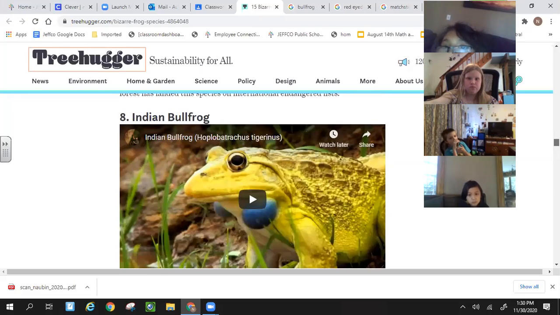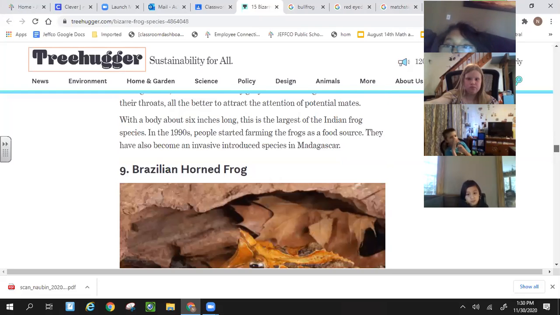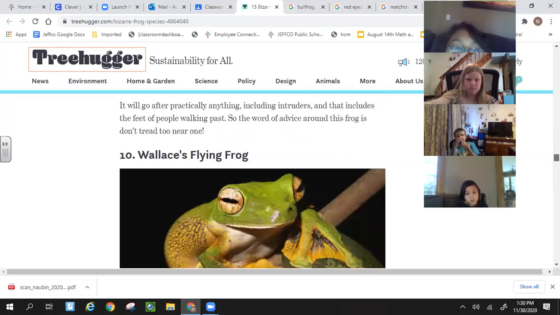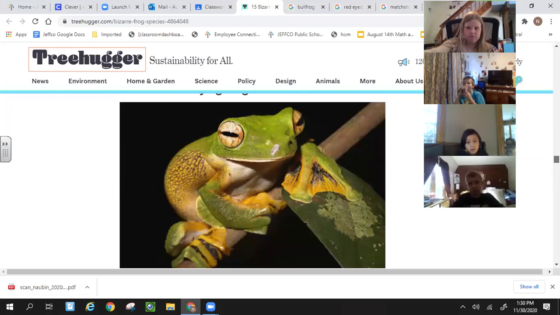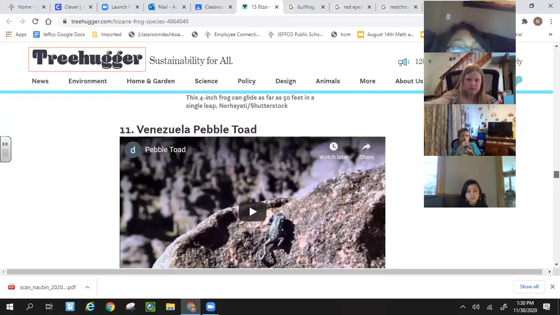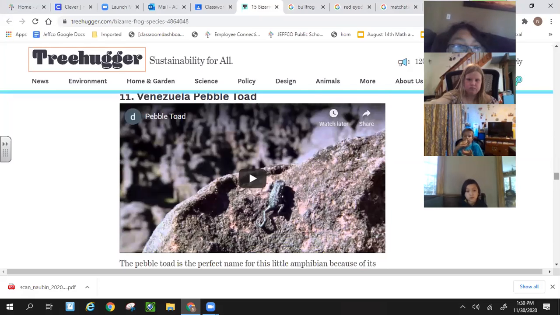Indian bullfrog. There's a video about that one. Look at this crazy one. Brazilian horned frog. Wallace's flying frog. Are you kidding? Who knew? I thought they only had flying squirrels. Flying frog. Okay, so I have that attached.